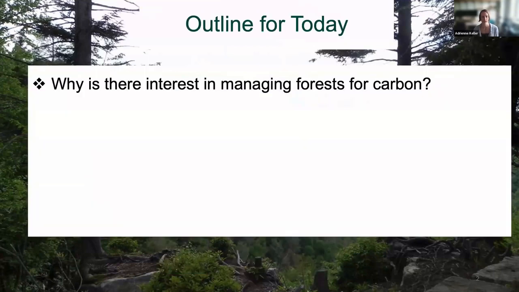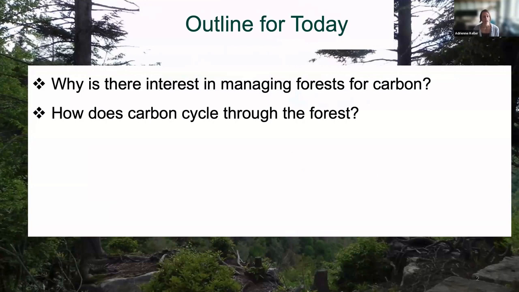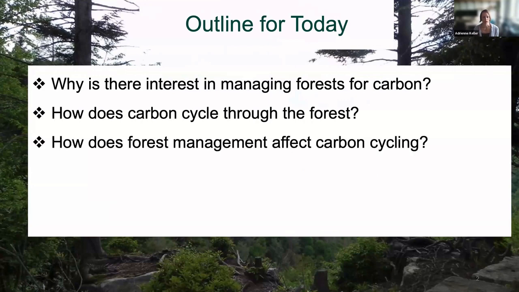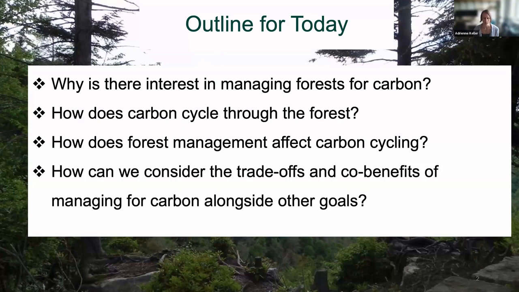All right, so the outline for today, I want to first set the stage and talk about why there is increasing interest in managing forests and other ecosystems for carbon. Then talk about how carbon cycles through a forest, and I'll use forests as the model ecosystem, but the basic carbon cycle applies to other terrestrial ecosystems as well. Then talk about how forest management affects carbon cycling, and how we can consider the trade-offs and co-benefits inherent to managing for multiple goals. I'm going to focus on managing for carbon alongside other goals, using a case study that I worked on in oak savannas in Wisconsin. So that's where we're going today.